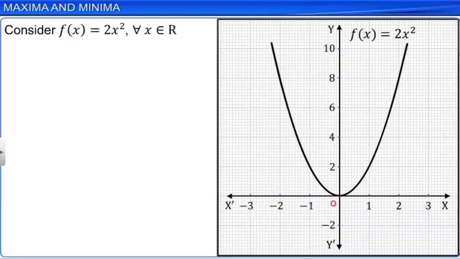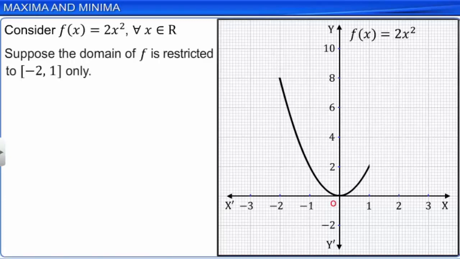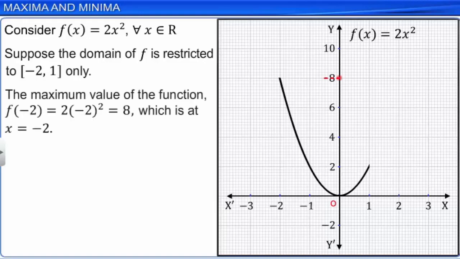Suppose the domain of function f is restricted to the closed interval [-2, 1]. Then, the maximum value of the function is 8, which is at x = -2.